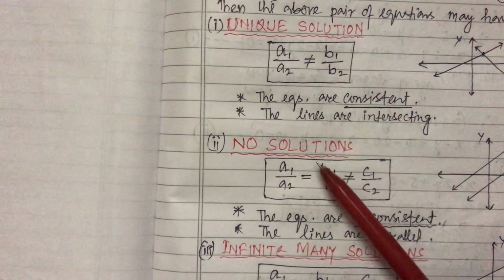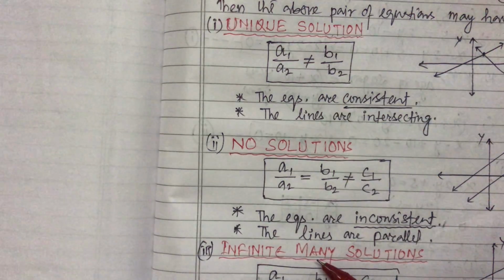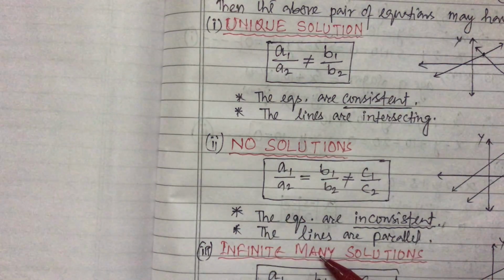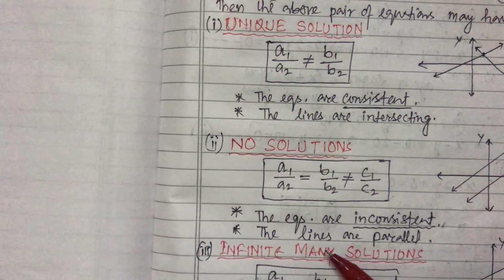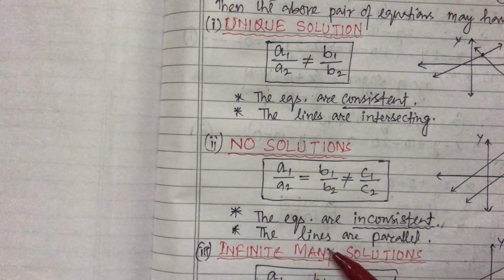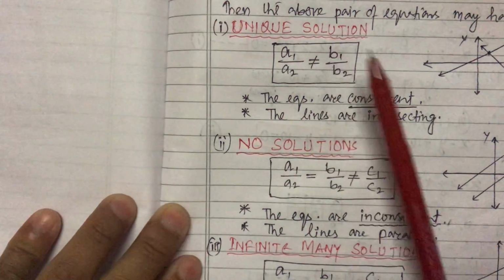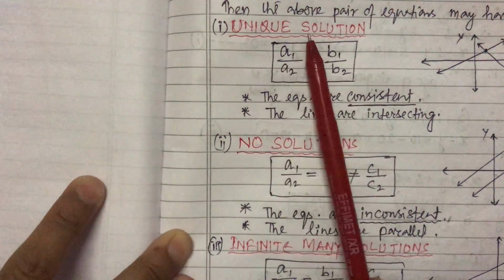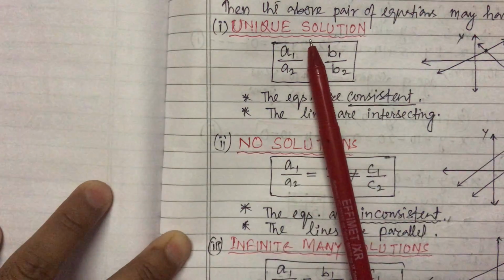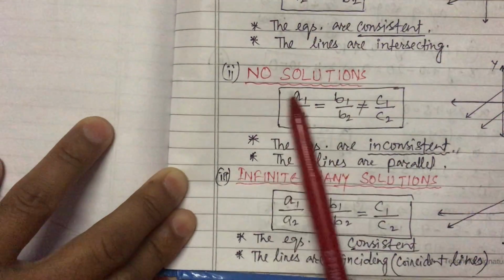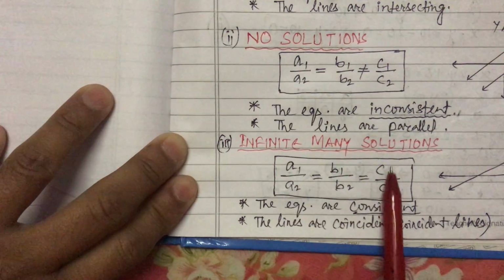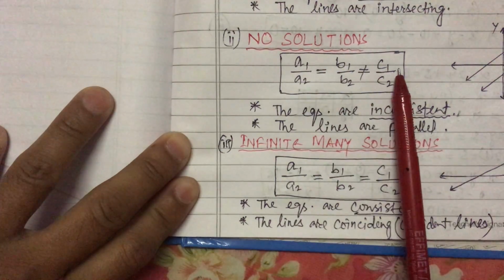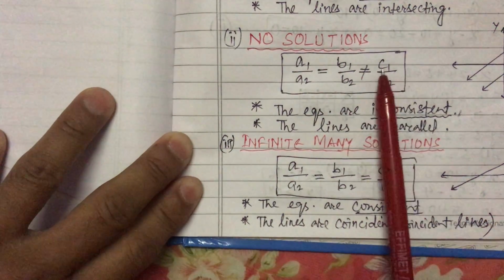So if I know these three conditions beforehand, then I can easily ascertain whether the equation will have a solution or not. Let me tell again: in case of a unique solution, if I get this condition, then only I need to apply the algebraic method. Otherwise, in the no solution condition and the infinitely many solutions condition, we don't need to solve, because in the no solution case you will never get an answer, so you don't need to apply the algebraic method.